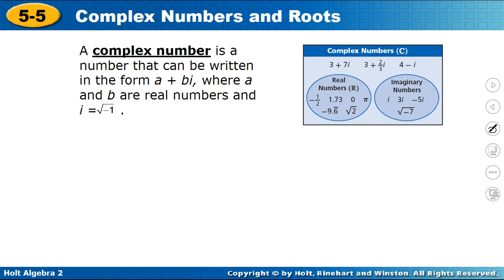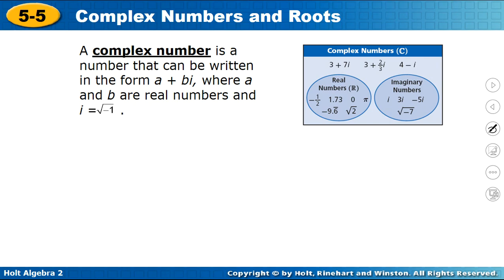Alright, so previously we talked about imaginary numbers. Imaginary numbers are basically what we get when we try to take the square root of a negative number, and obviously we can't. But that's what we call an imaginary number, when we try to take the square root of a negative number.